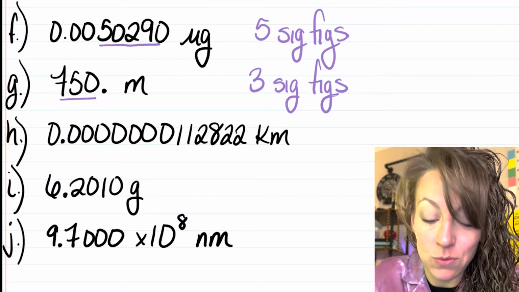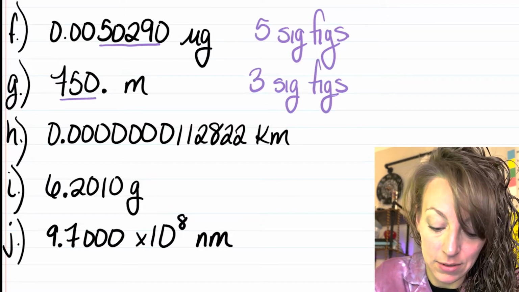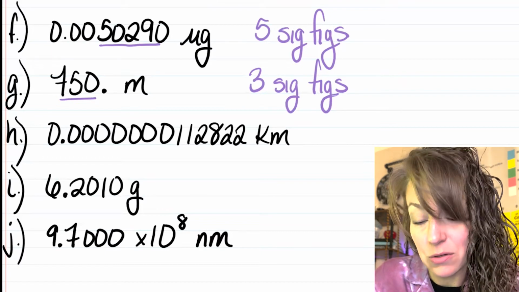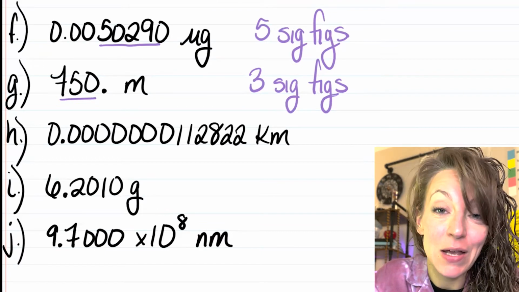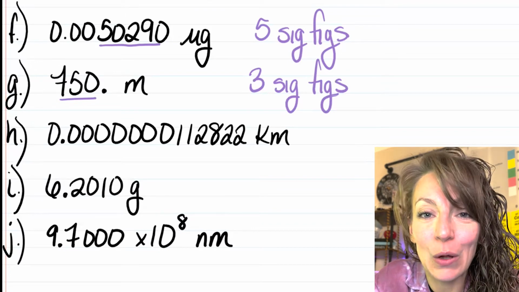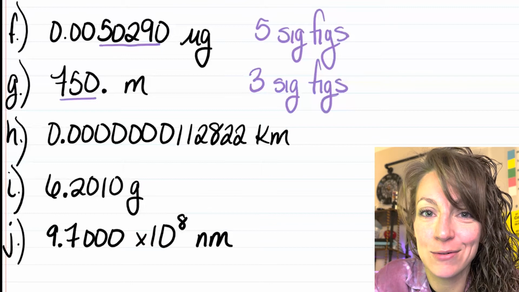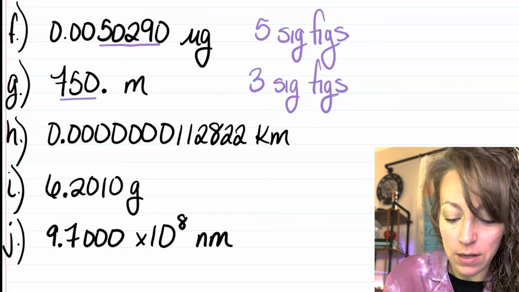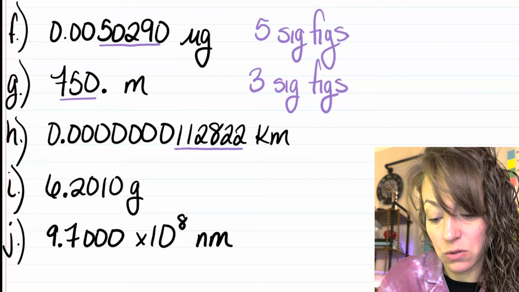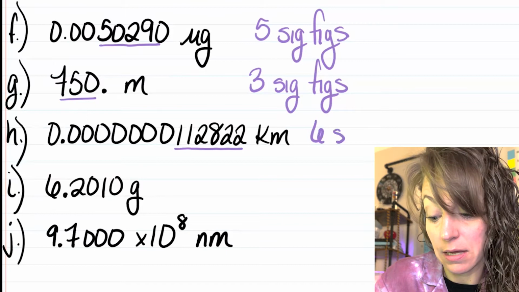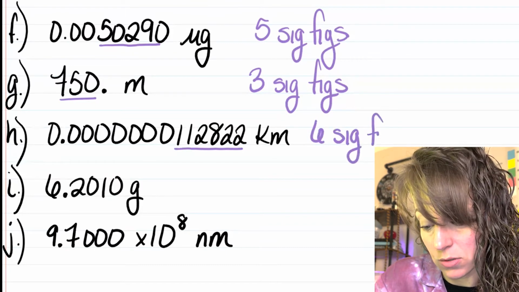In letter H, we have 0.0000000112822 kilometers. All of those zeros are leading zeros. They're all in front of non-zero digits, so none of them are significant. However, the 1, 1, 2, 8, 2, 2, they're all significant, so we have 6 sig figs in that particular measurement.